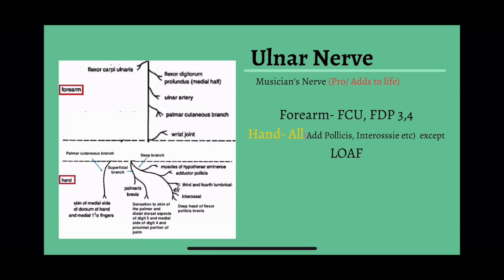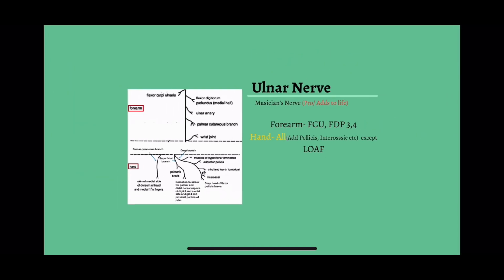So for now, median nerve will supply all the muscles of the forearm except for FCU and FDP third and fourth, FDP P for pro. And in the hand, ulnar nerve will supply all except the lateral two lumbricals, opponens pollicis, abductor, because adductor is by ulnar nerve, and flexor pollicis brevis.